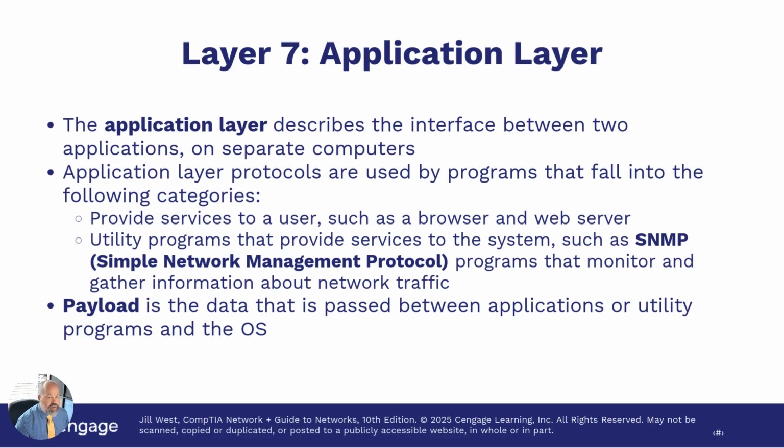The application layer is where humans and software meet. This is the interface between two applications on different computers. Examples of this layer are a web browser talking to a web server or an email client talking to an email server. It can also include utility programs like SNMP, which monitors network health. And at this layer, the actual data being sent is called the payload, the real content like the words in your letter.